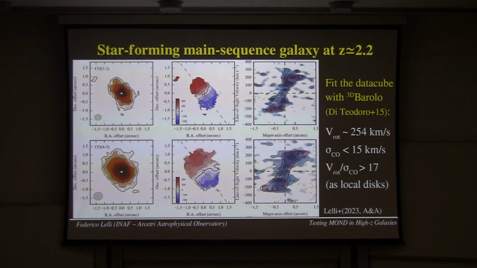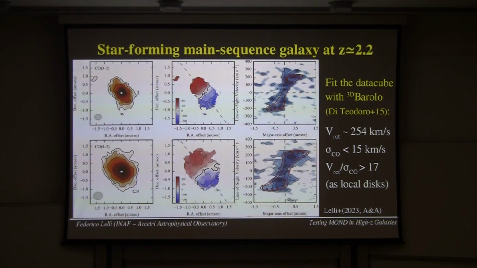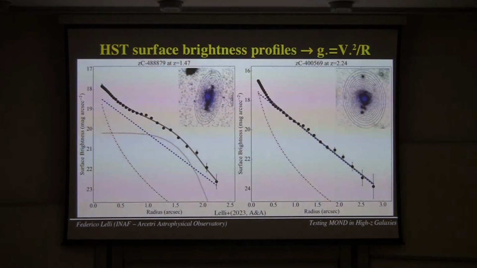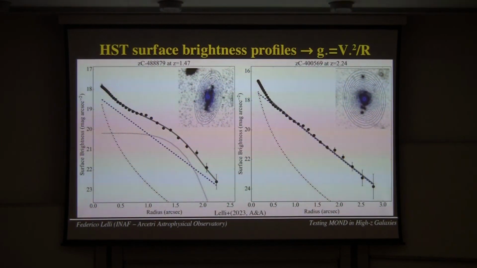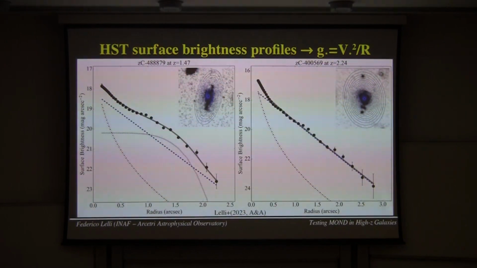And the same occurs for the second galaxy at redshift 2.2. This is again the PV diagrams with our best-fit model. And again, the V over sigma ratio is high. So next, what we can do is to take the HST images and derive surface brightness profiles using standard techniques. And then we can use these profiles to actually infer the gravitational field of the stars.